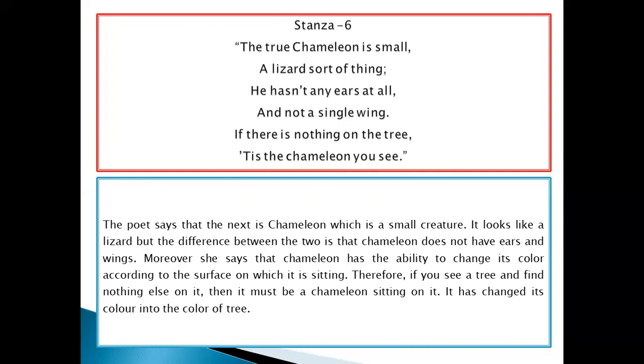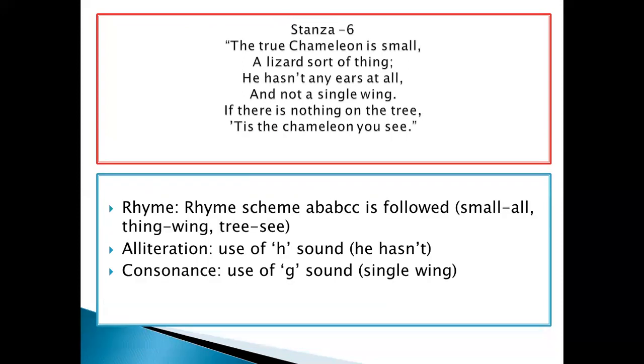So the rhyme scheme here, students, we will find the rhyme scheme here. Small is rhyming with all. Thing, wing, tree, see. Again, A, B, A, B, C, C. And alliteration here: he hasn't, the H sound is there. Consonance: single wing. Like earlier we did assonance, we were looking for vowel sound. And if a consonant sound is repeated in a few words, it is known as consonance. So the poetess has very beautifully described how we can identify the wild animals.